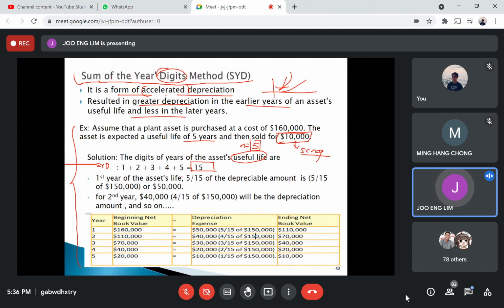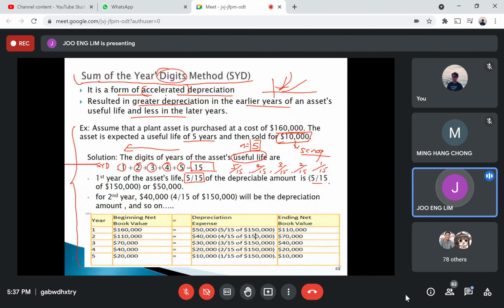If it is 6 years, then you add a 6 again. So when you say first year, what is the rate that you use? You go this way. First year, you use this digit. Second year, you use this digit. Third year, fourth year, fifth year. So you see from more to less. That is what we mean by accelerated for sum of the year digits. So first year, we use this rate that is 5/15, then 4/15, 3/15, 2/15, 1/15. So that is the standard technique.